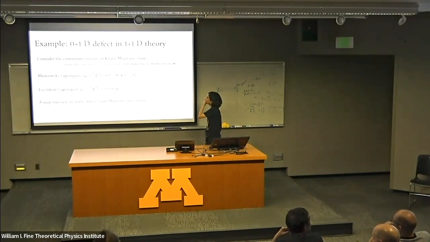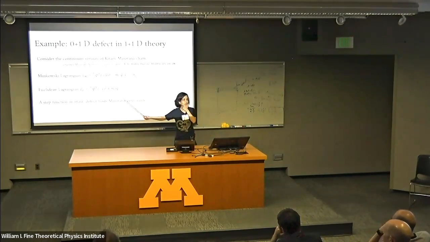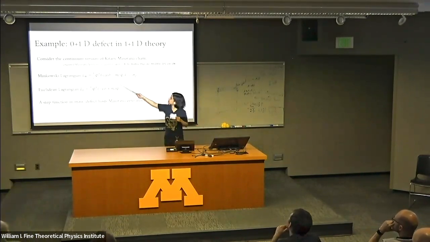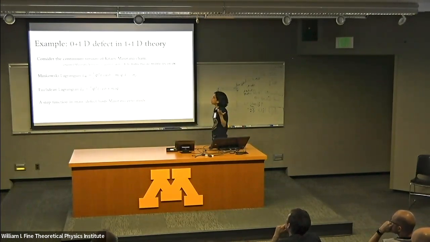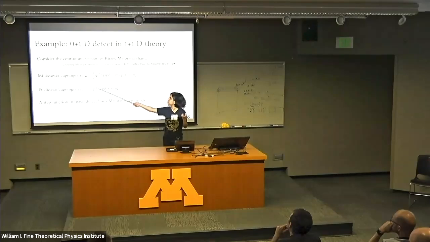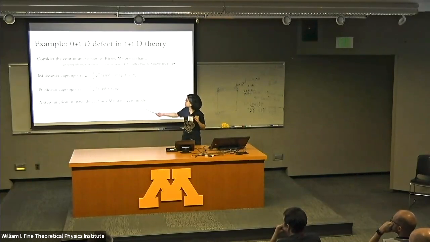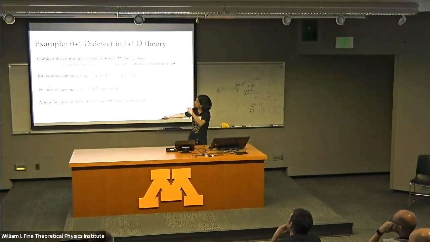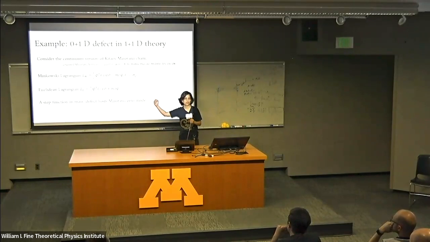Okay. So here's the simplest example. Consider the continuum version of the Kitaev-Majorana chain. So this is the Minkowski Lagrangian. This is 1+1 dimensional. Psi is the Majorana field. And let me go to Euclidean space. This is the corresponding Lagrangian. And as you know, if I have a step function in this Majorana mass, it hosts a Majorana 0 mode. And that corresponds to the end of the chain, the wire. Physically, that's the meaning of this mass defect.